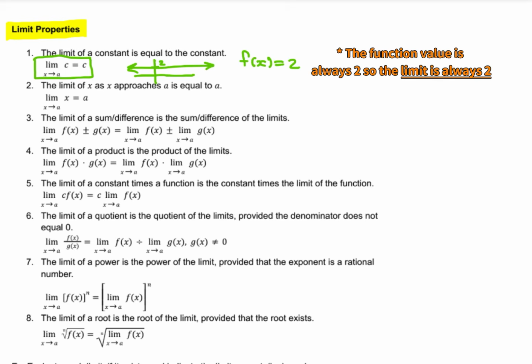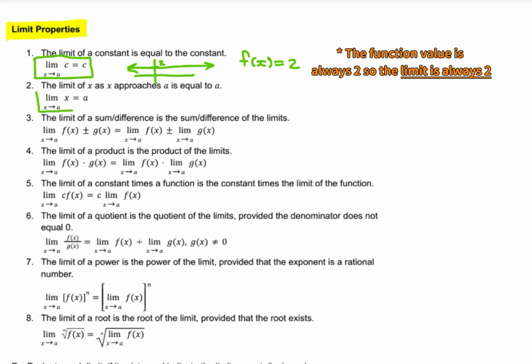The answer is 2. If x approaches -1, the answer is still 2. It does not matter what value x approaches. The function is always equal to 2. Therefore, the limit is also always equal to 2.